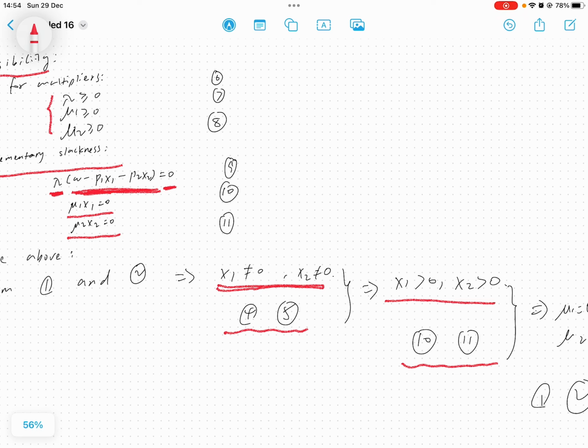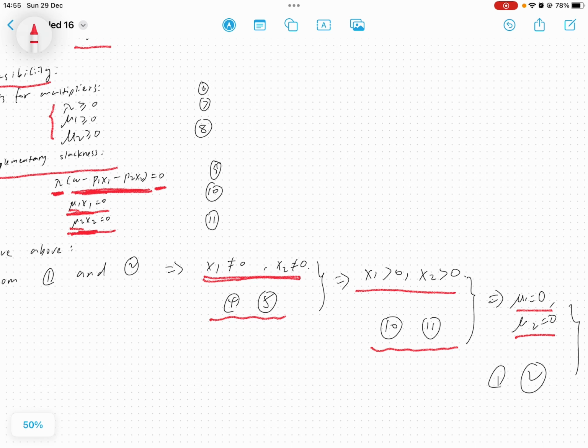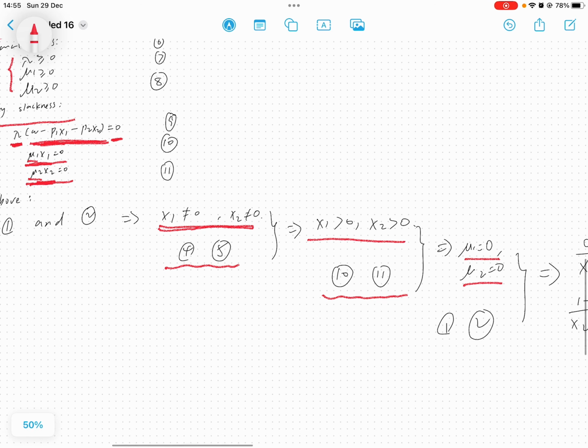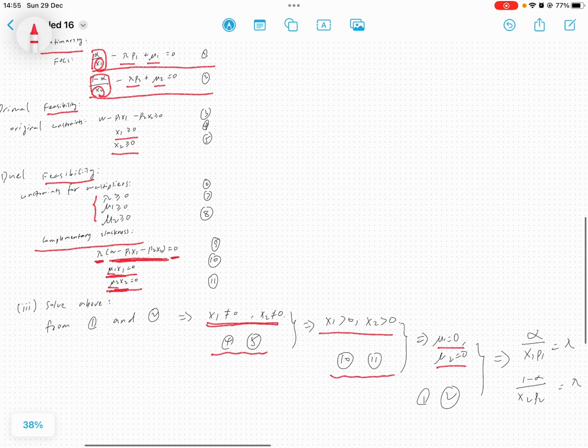Remember that we have mu1 x1 to be 0 and mu2 x2 to be 0. Because x1 and x2 are strictly greater than 0, we have mu1 and mu2 both having to be 0 at the same time, to make 10 and 11 hold. After we have mu1 and mu2 to be 0, we use 1 and 2 again. We simply plug mu1 and mu2 equal to 0 into 1 and 2.